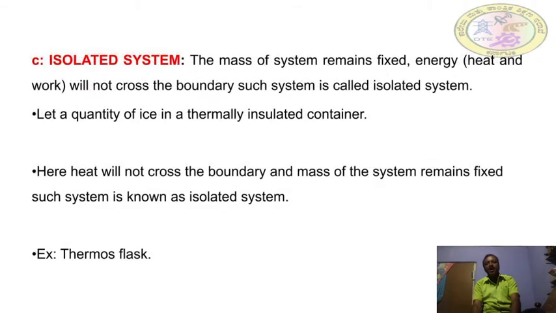Next, lastly, isolated system. So the mass of system remains fixed. Energy will not cross the boundary. Such system is called as isolated system. Now let a quantity of ice be in a thermally insulated container. Here heat will not cross the boundary and mass of the system remains fixed. Such system is known as isolated system. Example for this, thermos flask.